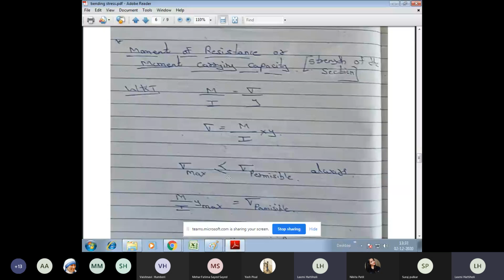Up to the elastic limit, you can always apply the load. Why? Because when you remove the load, it will regain its original shape and size. Beyond the elastic limit, if you apply the load, it will not regain its original shape and size, because a permanent set, a permanent deformation, occurs. That's why you should learn something known as the permissible limit.